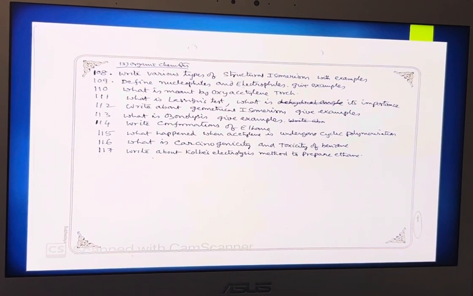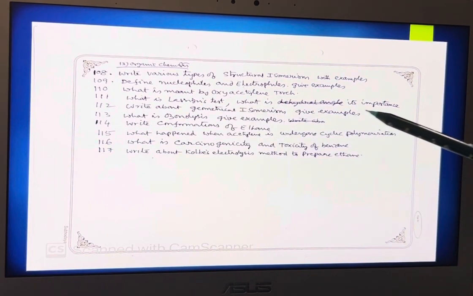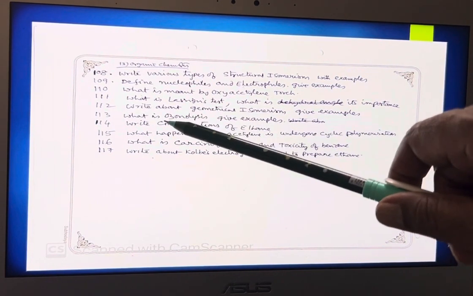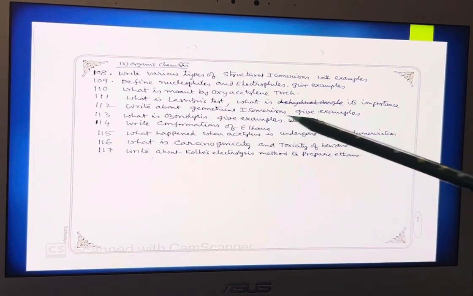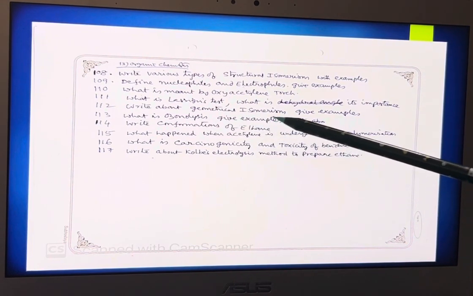Give examples. What is meant by oxyacetylene torch? What is the Lassaigne's test? What is its importance? Write about geometrical isomerism, that is cis-trans isomerism. Give examples. Write conformations of ethane. What is ozonolysis? Give examples.